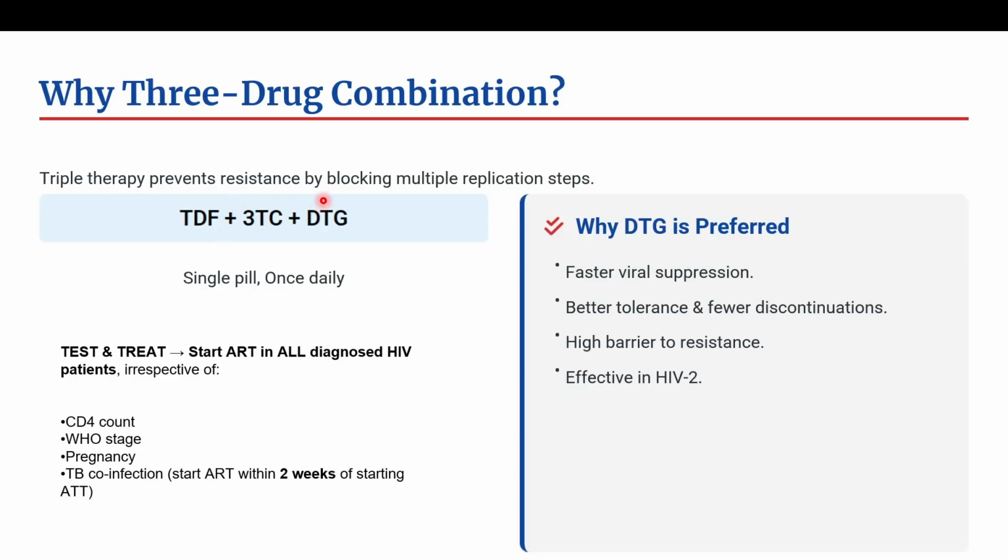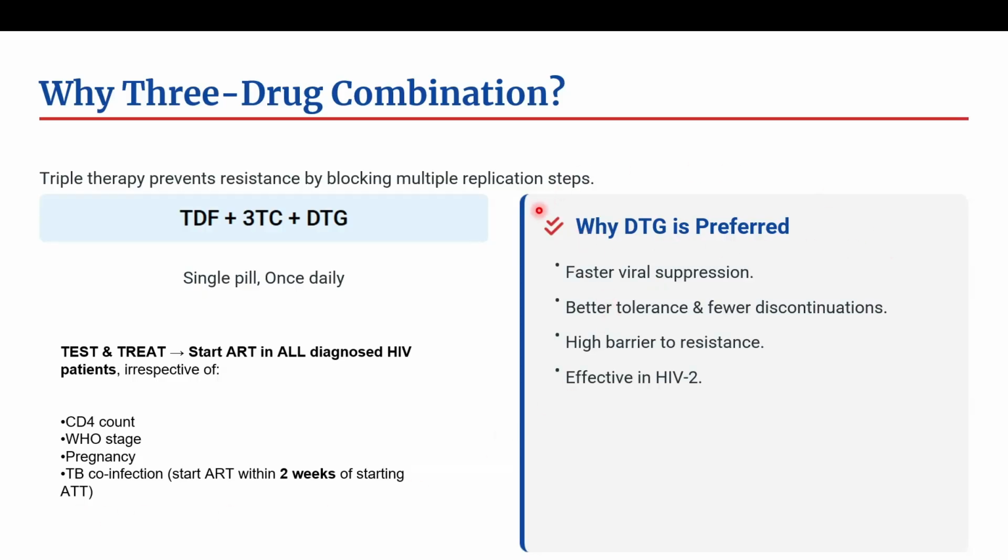So triple therapy prevents resistance by blocking multiple replication steps. Tenofovir, lamivudine, and dolutegravir: a single pill taken once daily. Start ART in all diagnosed patients, irrespective of the CD4 count, WHO stage, pregnancy category, or TB co-infection. In case of TB co-infection, start ART within 2 weeks of starting ATT. Initially, start the ATT drugs and then the ART to prevent immune reconstitution inflammatory syndrome.